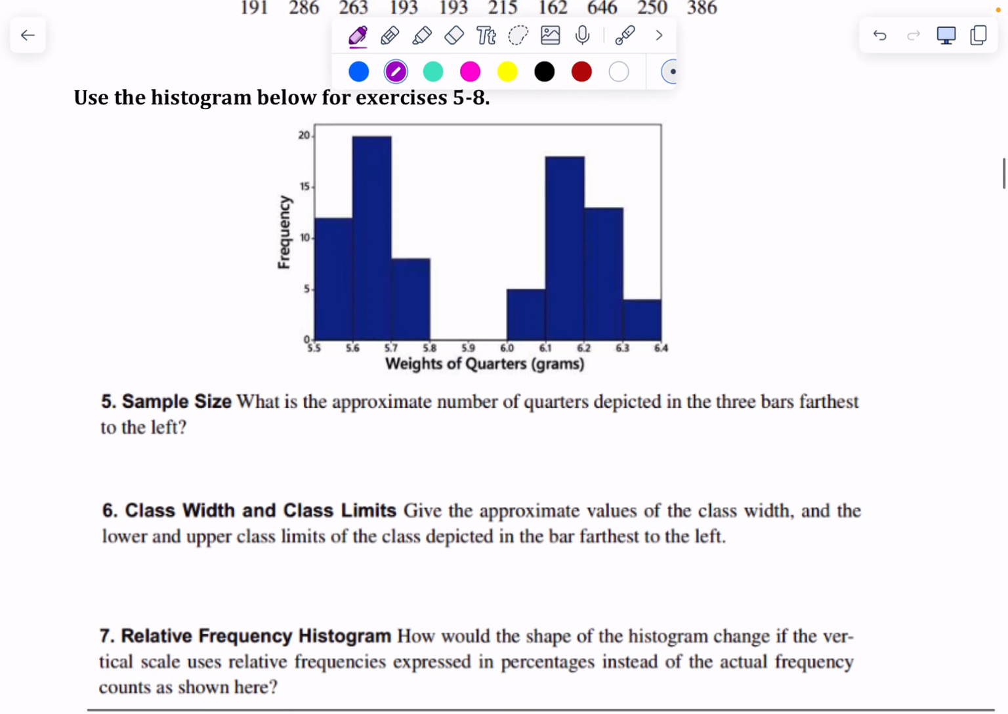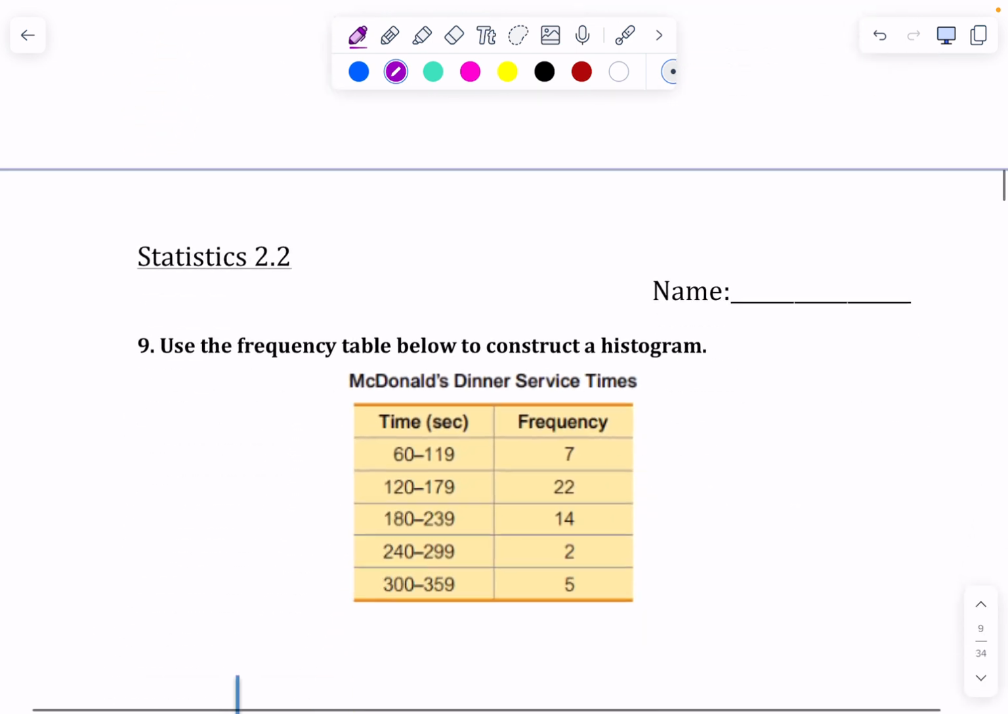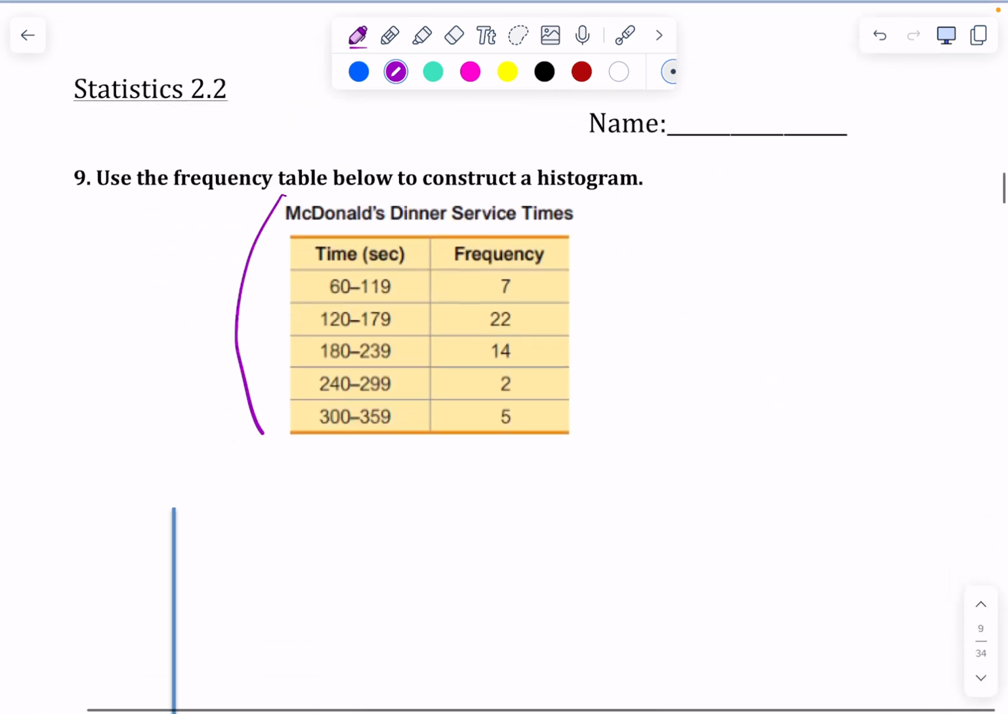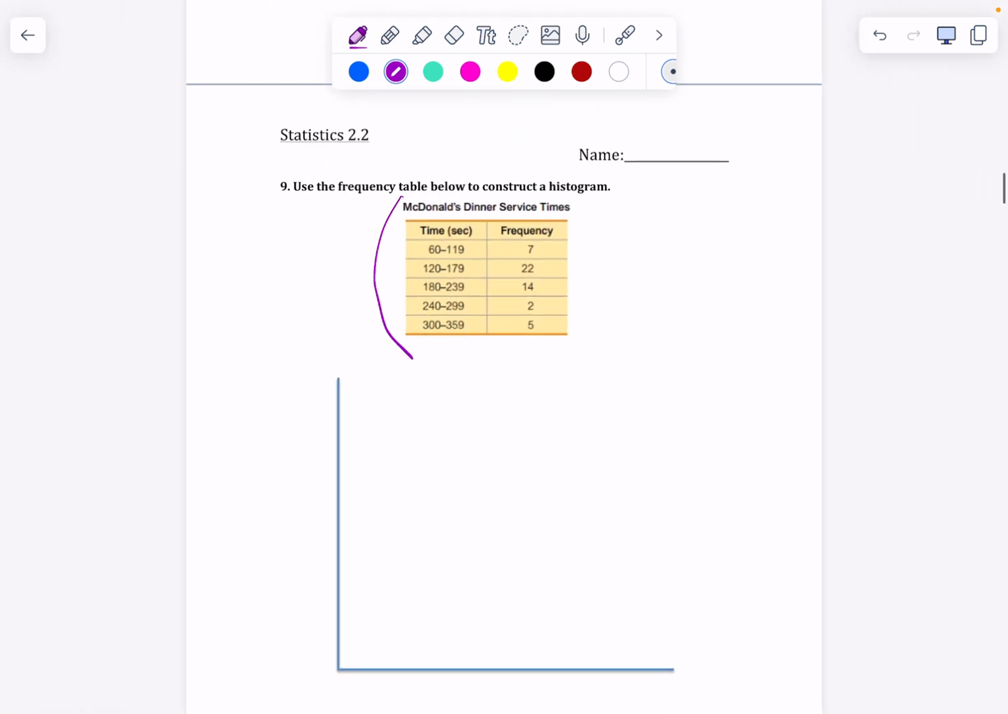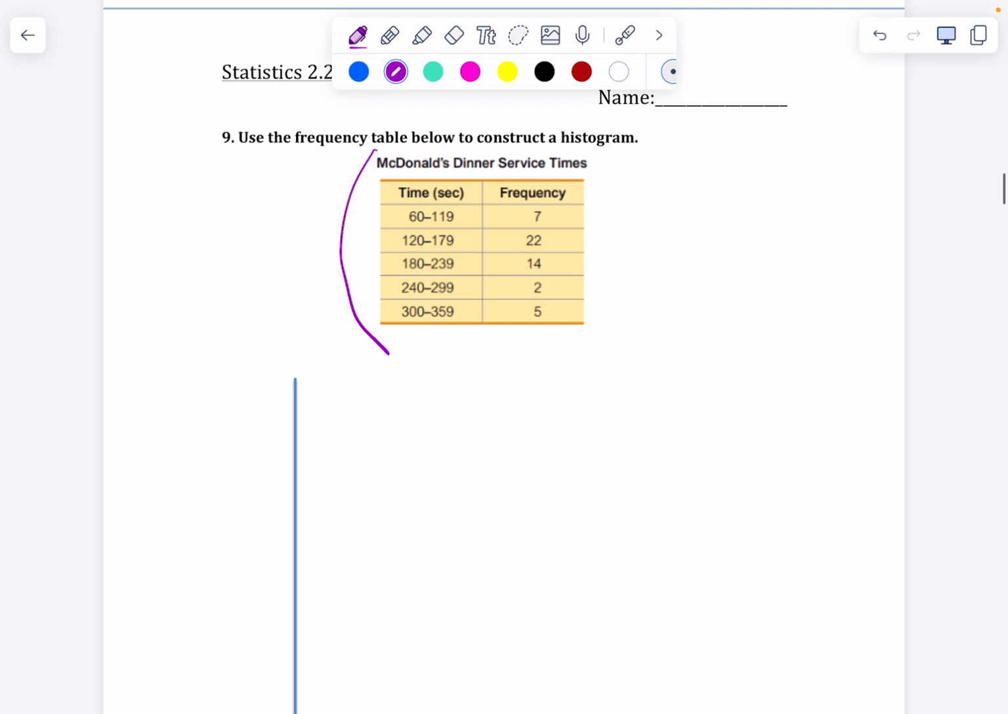There is all of the things. On number 9, they give you the frequency table, and you have to put it into a histogram, kind of like we did at the very beginning of the notes at the top. Okay?